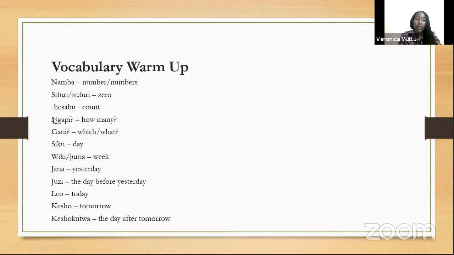And then if I ask ngapi, ngapi is how many. I may just hold these two pens and I ask you ngapi. So because yes, we are in the crawling stage in learning Swahili, if I ask you ngapi and I'm holding this, you just know I imply how many pens. So ngapi for how many. And then gani means which or what. Gani for which or what.